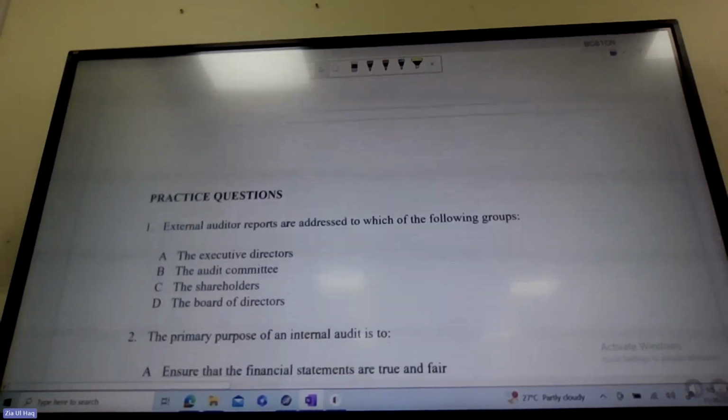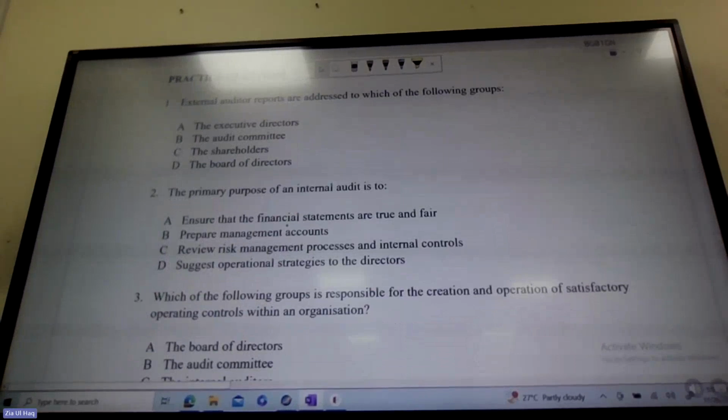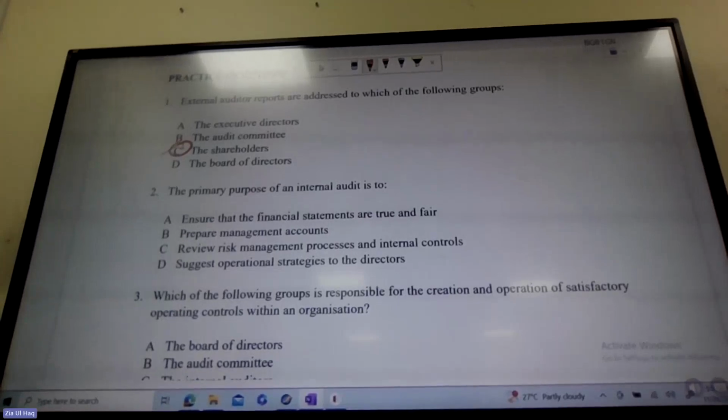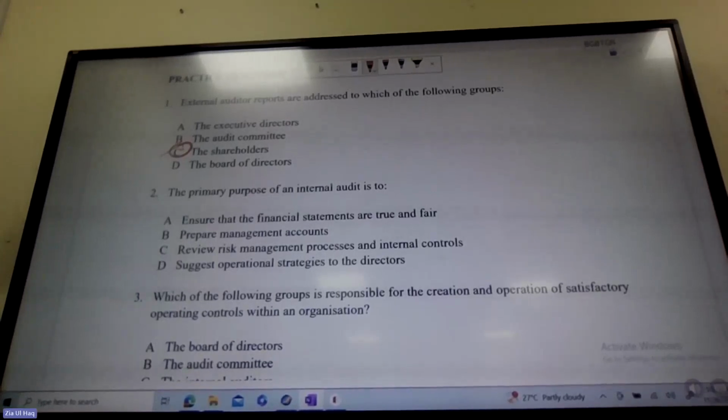Moving towards MCQs. External auditor reports are addressed to which of the following groups? Who appointed the external auditor? The shareholders. So his report is to the shareholders. Who appointed the internal auditor? Management. His report is to the audit committee or management. So the external auditor's report is to whom? To the shareholders, because he is appointed by the shareholders to check the financial statements.